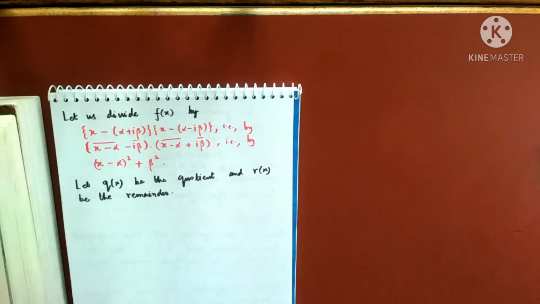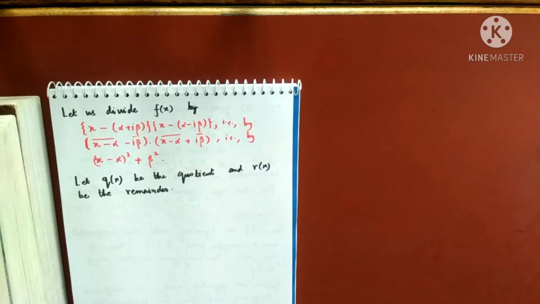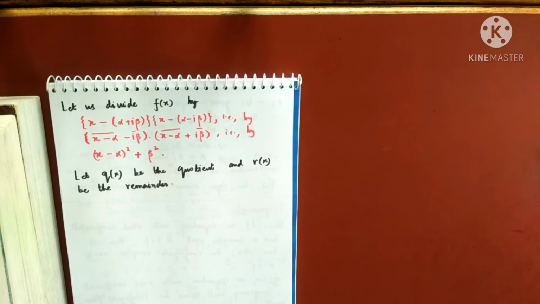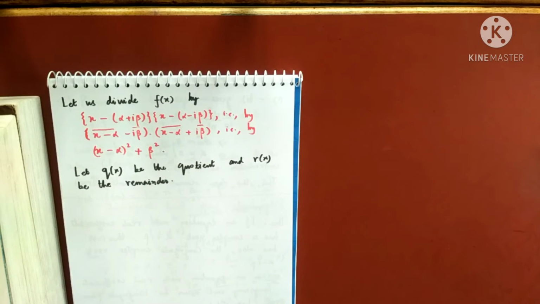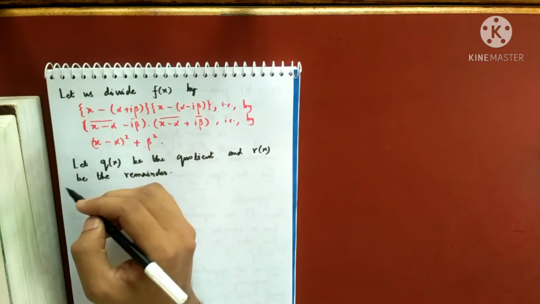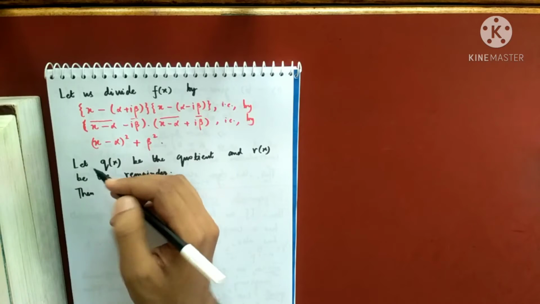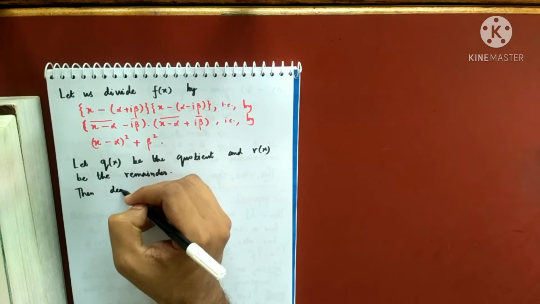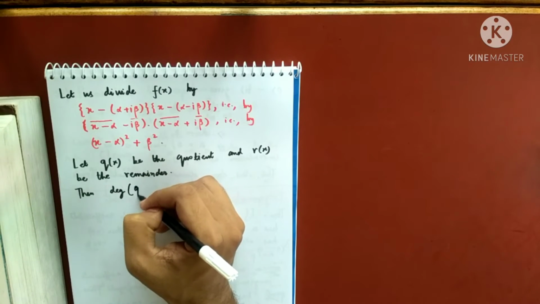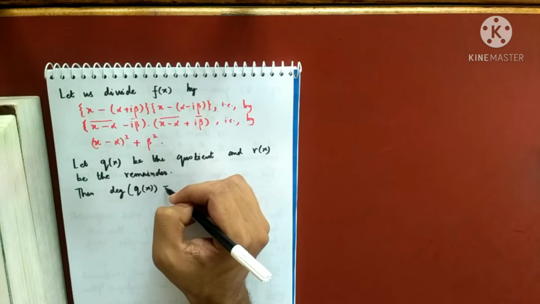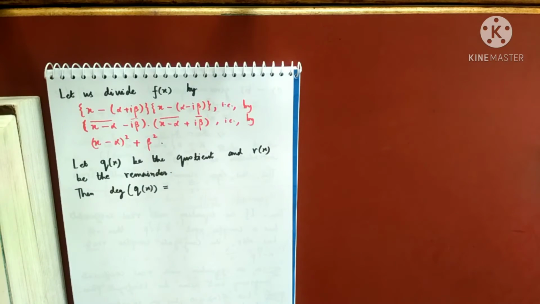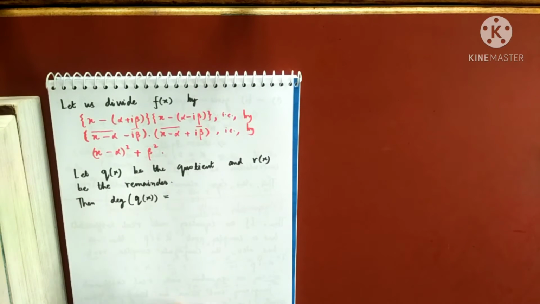So when I am dividing f(x) by this polynomial, we assume that q(x) is the quotient and r(x) is the remainder. This is guaranteed by the division algorithm. Okay. What will be the degree of q(x)? Can you tell me what is the degree of q(x)? It's very simple.